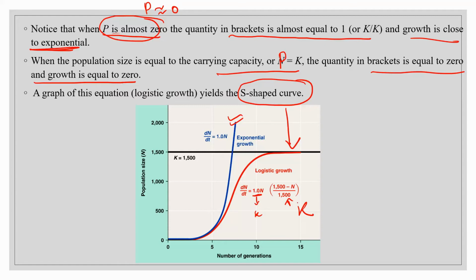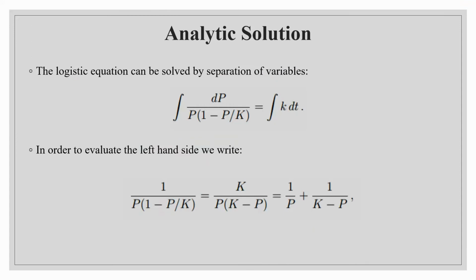Now if you solve this and plot the graph, you will see that the population here, n means p, the population size. So if you solve this differential equation, you will see that a curve like this is obtained. We will see how to solve this logistic growth. So here is the analytic solution of the logistic differential equation. We can solve this by separating the variables.